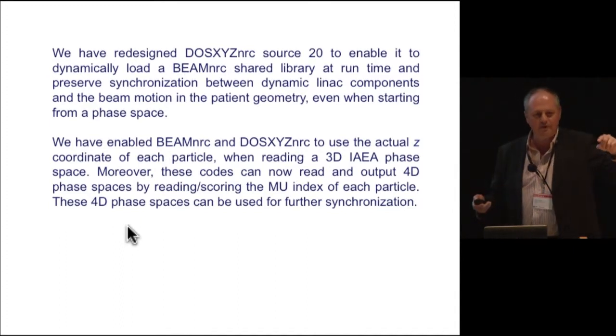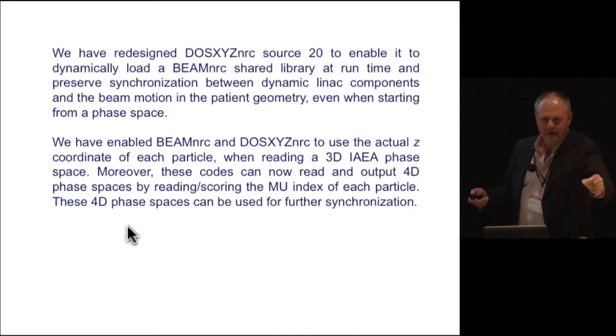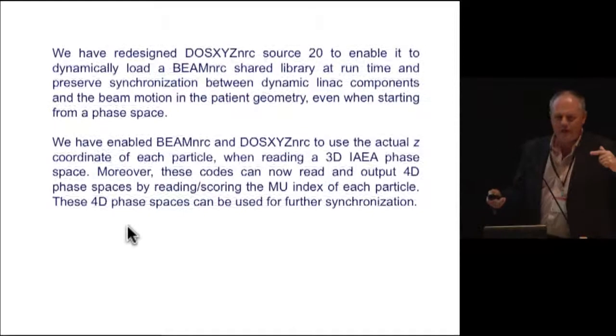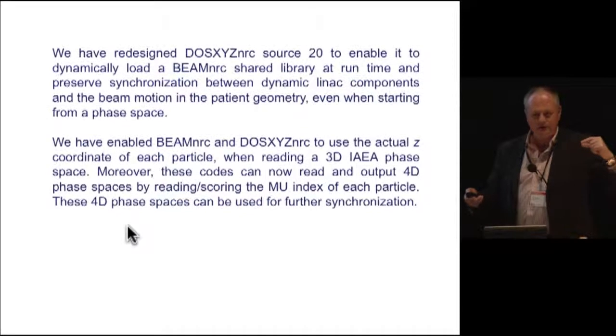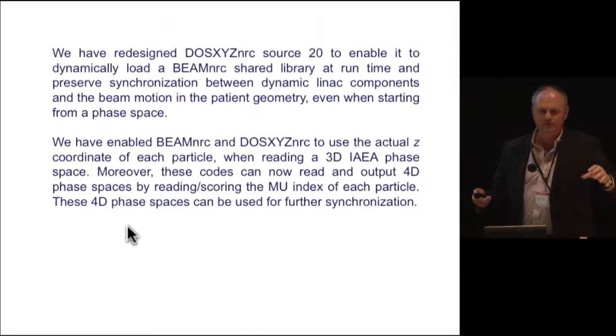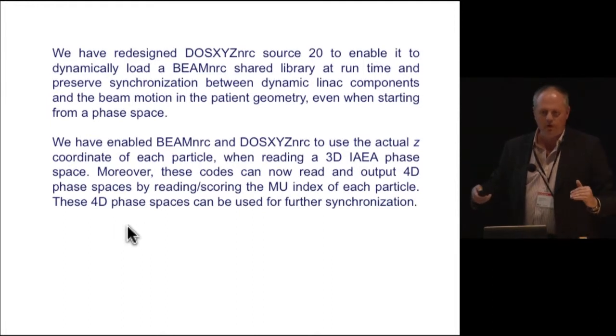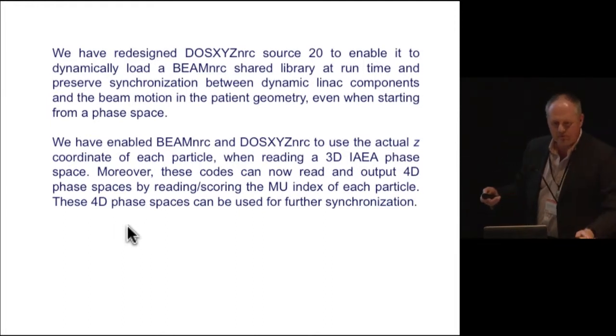So actually it's DOSXYZ that reads that phase space and gives particles to BEAM. BEAM runs them and returns them to DOSXYZ. Why is that? Because DOSXYZ has to know how many times to recycle a particle based on the number of histories requested by the user. Because we didn't want to rewrite BEAM and DOSXYZ for them to communicate with each other, we are making BEAM the silent partner, and DOSXYZ controls the whole process because DOSXYZ knows how many histories to run.